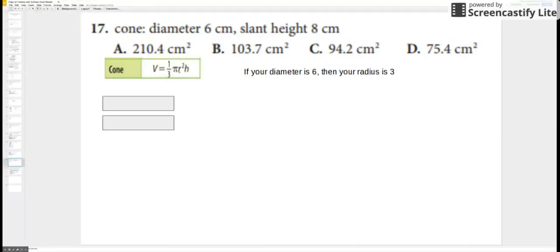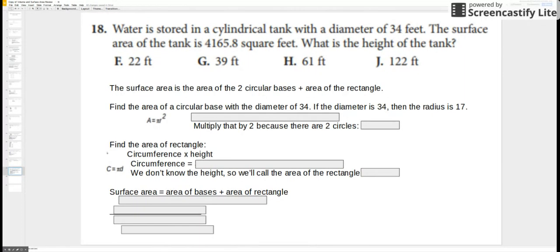Your radius, well, you don't know your radius, but you know your diameter is 6. So if you know the diameter is 6, all you have to do for the radius is just divide it by 2 to get 3. So it would be 1/3 times 3.14 times 3 squared times your height, which is 8. Once you get all that, just plug it into your calculator and you get 75.4, which is D.